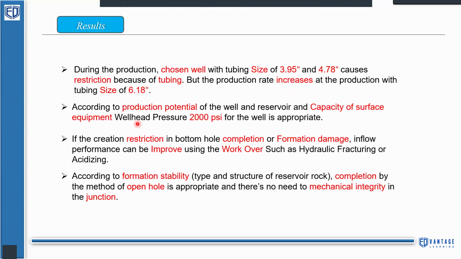So results during the production: the chosen well with tubing sizes of 3.95 inch and 4.78 inch causes restriction because of the tubing, but the production rate increases with a tubing size of 6.18 inch. According to the production potential of the well and reservoir and the capacity of surface equipment, a valid pressure of 2000 psi for the well is appropriate. If the restriction is bottom hole completion or formation damage, we can go for HF or an acidizing job to improve it using a workover, and that's a cost also for the company. So they will evaluate everything from their NPV analysis, net present value. Also, from formation stability, completion by the method of open hole is appropriate, and there is no need for mechanical integration.